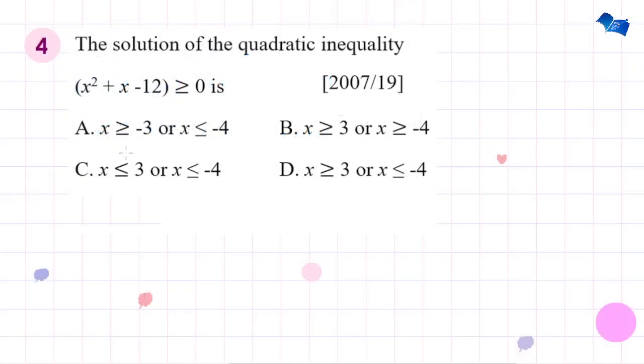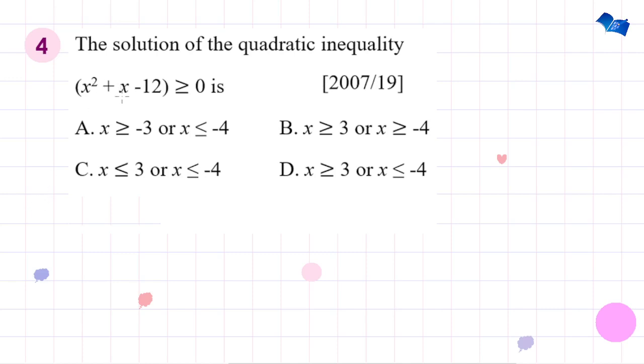Welcome back. We are still taking JAMB past questions on the most repeated UTME topics in mathematics. This is question 4. The solution of the quadratic inequality x squared plus x minus 12 greater or equal to 0 is which of these? Remember to pause this video, give this question a try before watching my explanation.